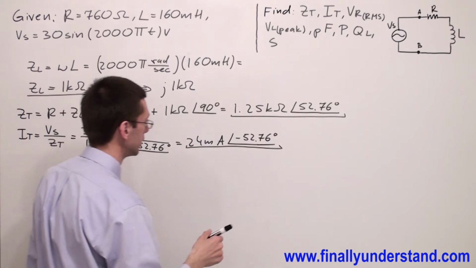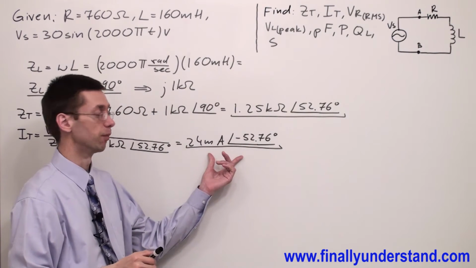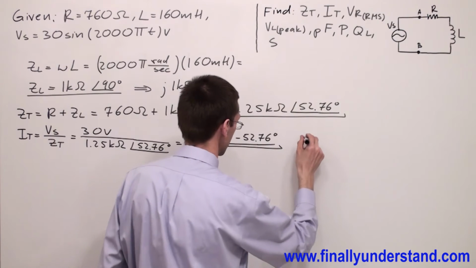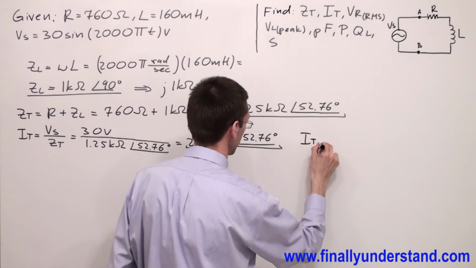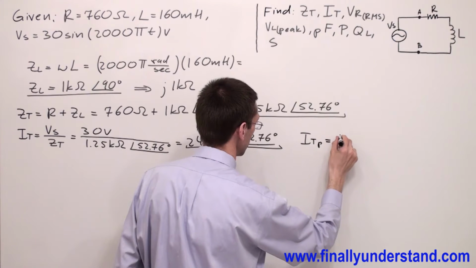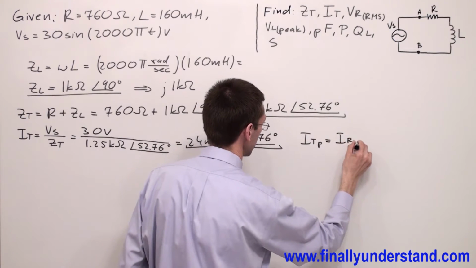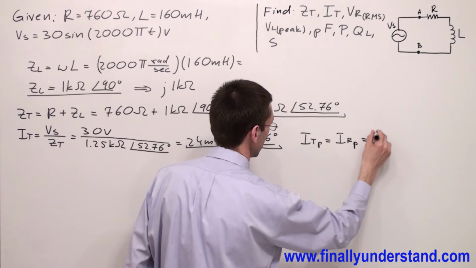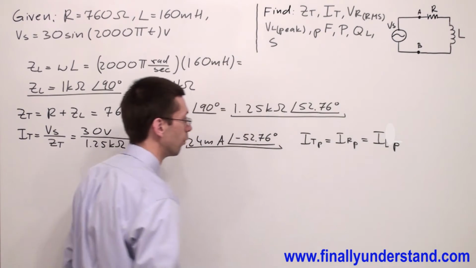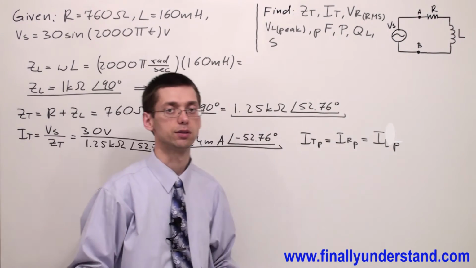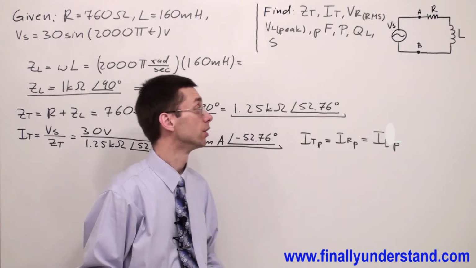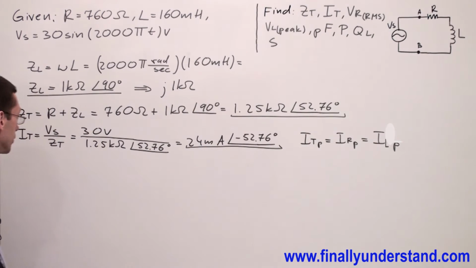Okay, don't forget that this is the peak value of my current. So I can say that I total peak is equal to IR peak, and this is also equal to I peak. Why? Because this is a series circuit. In a series circuit, current is the same at every single point.